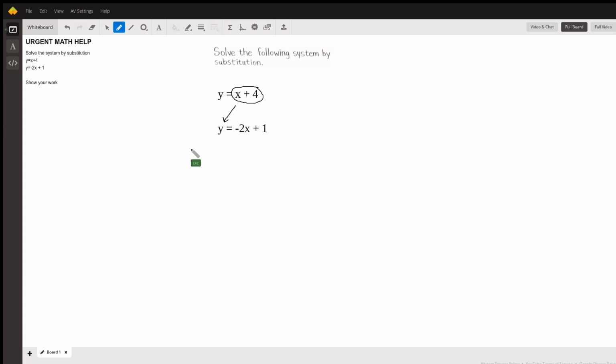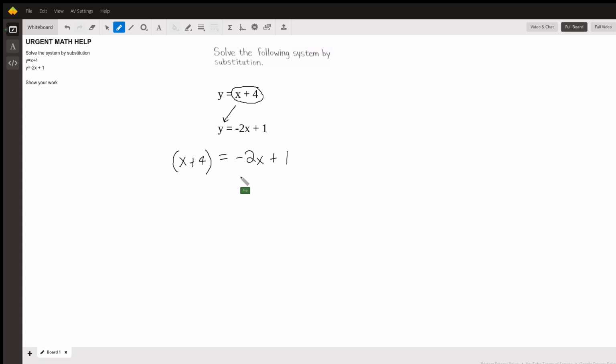just to make things simple. So our second equation then becomes x plus 4, we're going to put that in parentheses, equals negative 2x plus 1. You don't need parentheses, it's just a good habit to get into for future problems. Now we're just going to solve this equation.